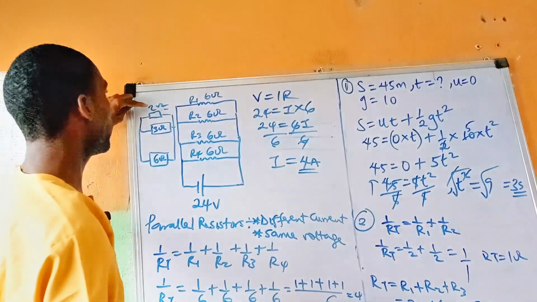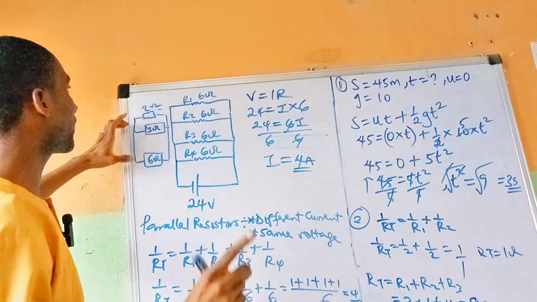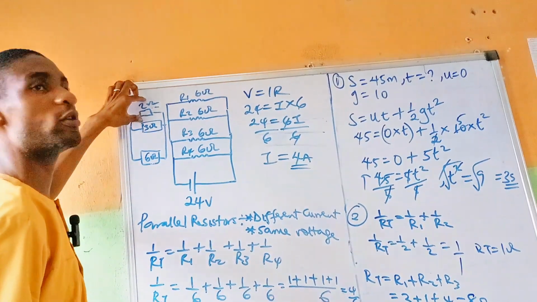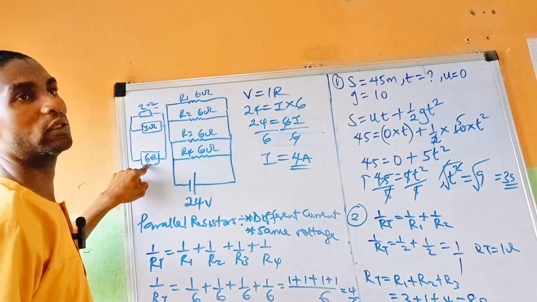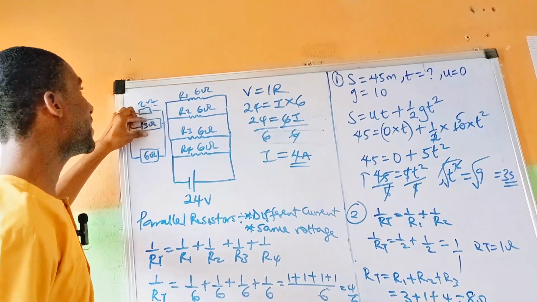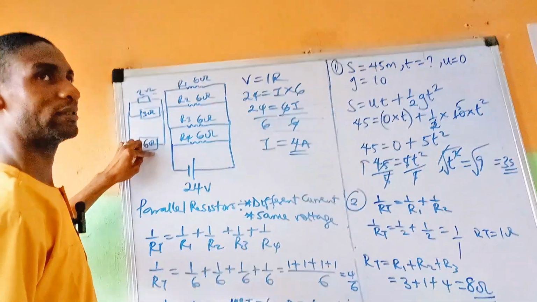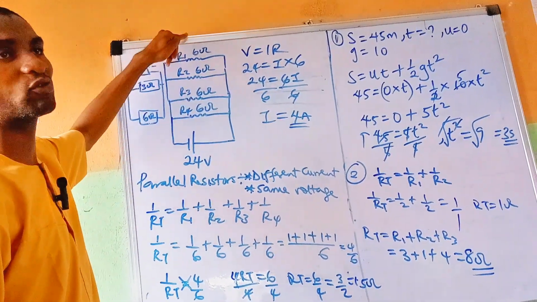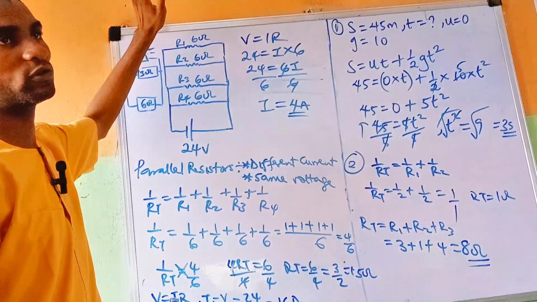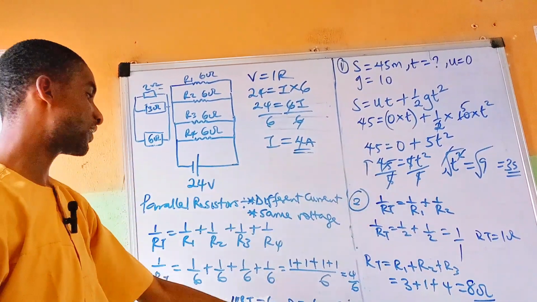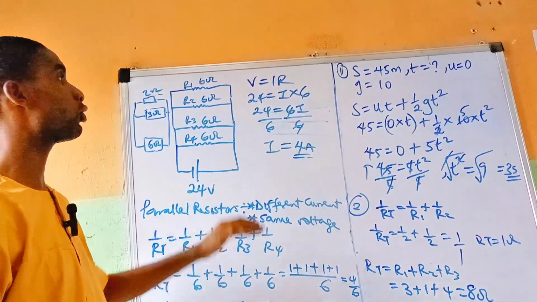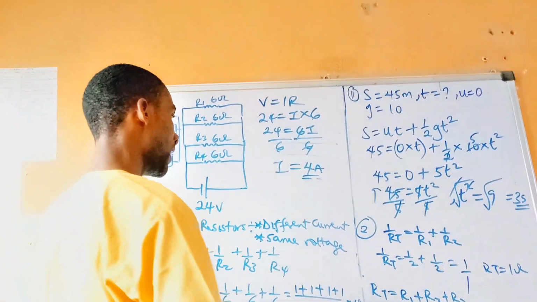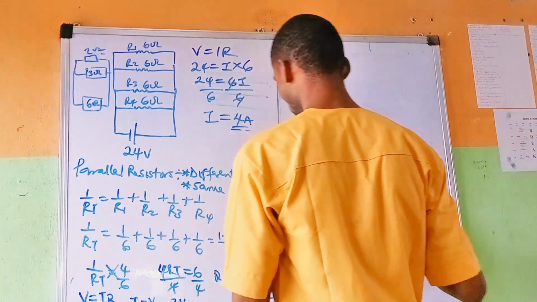So back to this. If this had been the arrangement, you will agree with me that because 6 ohm is a bigger resistance than this, more current will pass through here than here. Are you with me now? More current will pass through here than here. But now that they have the same value of resistance, which is 6 ohms, then the same amount of current. And that is why this 16 will divide equally into 4 and it's going to be 4. So that is the answer to the question. Let us look at the next question.